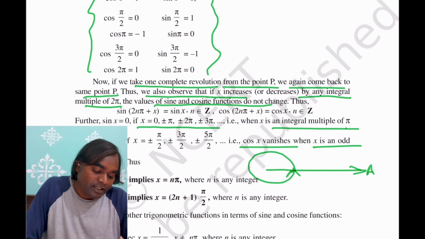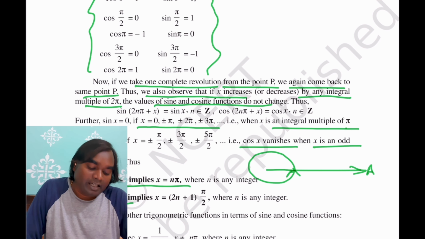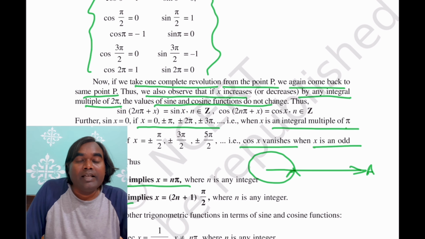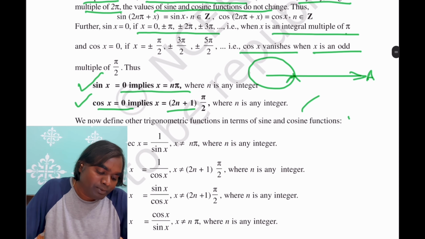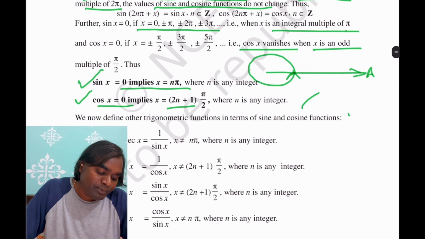Therefore, sin x is equal to 0 implies x is equal to n pi, and cos x is equal to 0 implies x is equal to (2n plus 1) pi by 2, an odd multiple of pi by 2, where n is any integer. So remember this also. This is a very important concept.